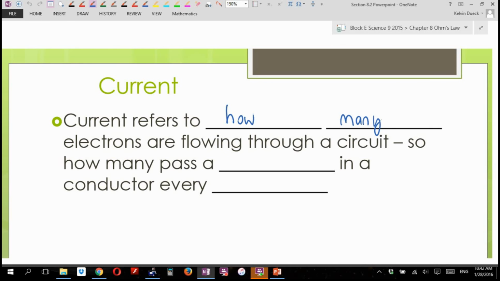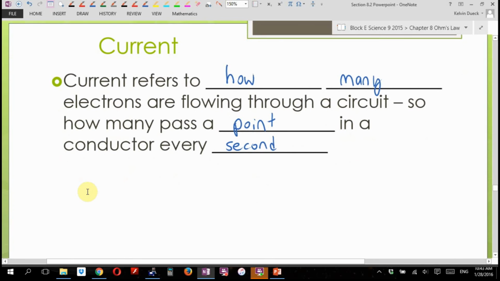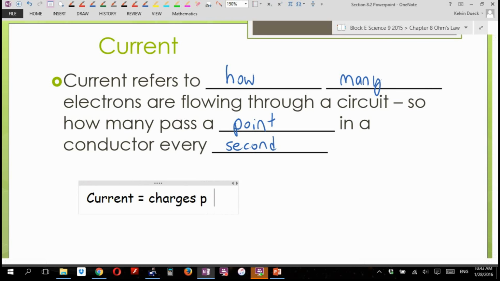So current refers to how many electrons are passing or flowing through a circuit. So really, it's how many pass a given point every second. In fact, if you want to, you can write down current equals charges per second. The official definition of current is coulombs per second.